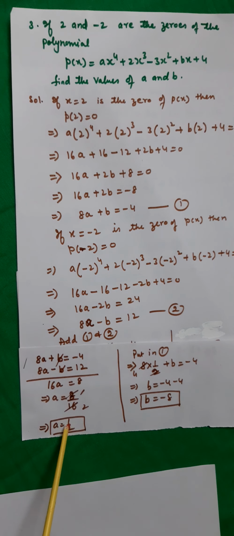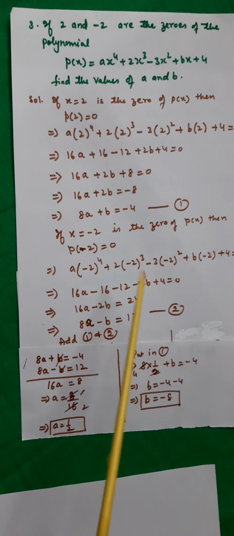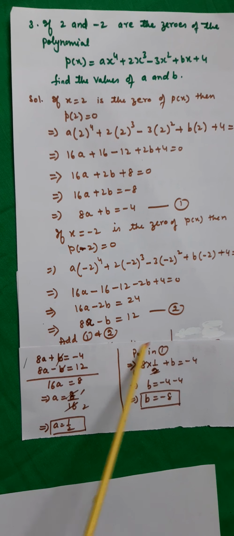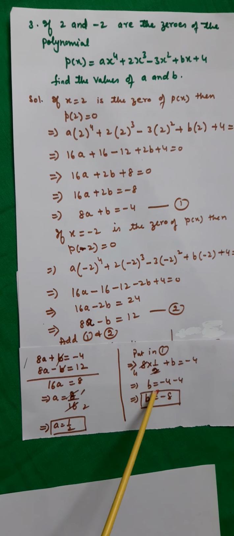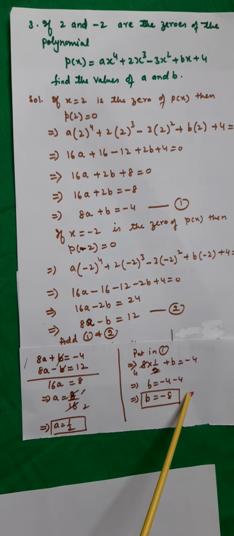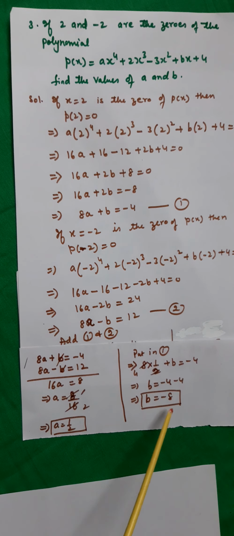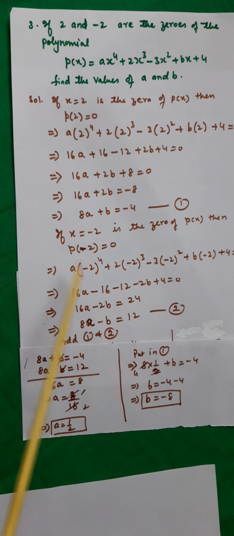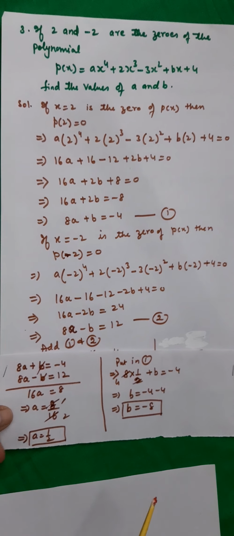Now substitute a is equal to 1 upon 2 in equation number 1. So this gives me 8 into 1 upon 2 plus b is equal to minus 4. This cancels, gives me 4 here. So this 4 is shifted here. So we get b is equal to minus 4 minus 4, which implies b is equal to minus 8. Hence, a is equal to 1 by 2 and b is equal to minus 8 are the values required for a and b.